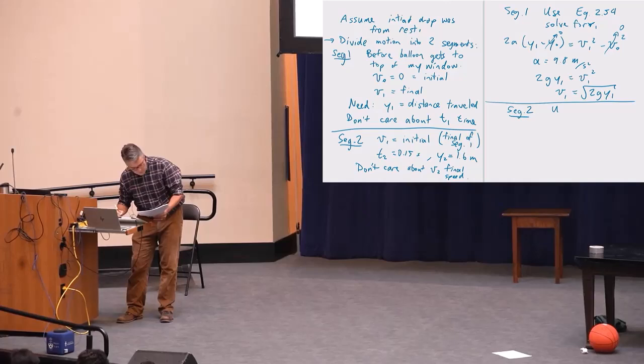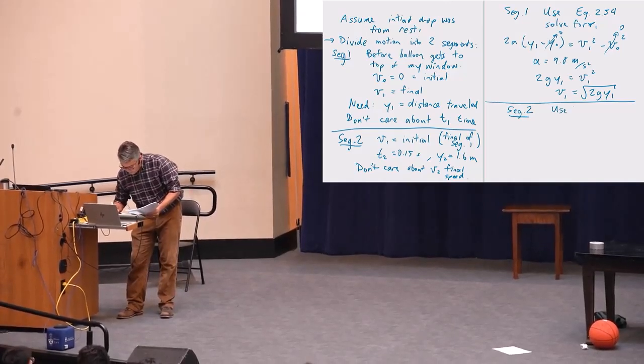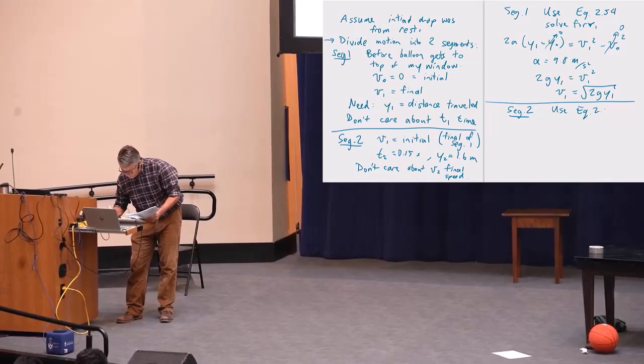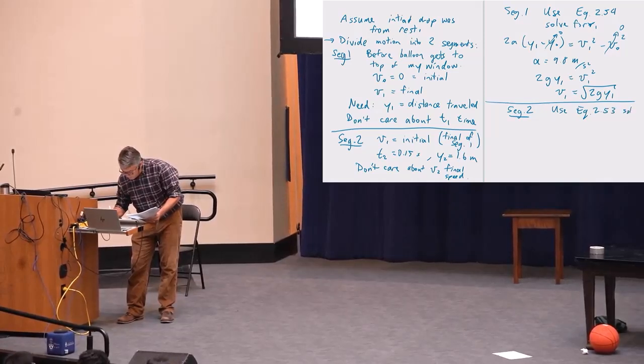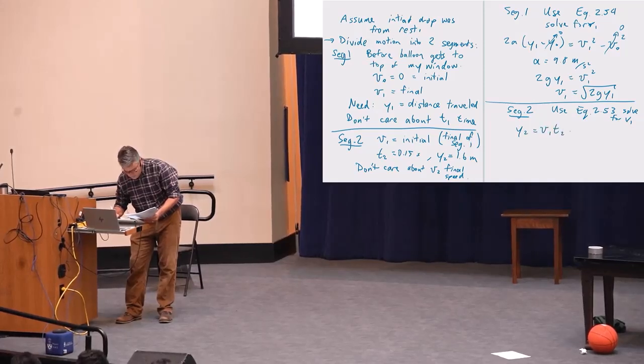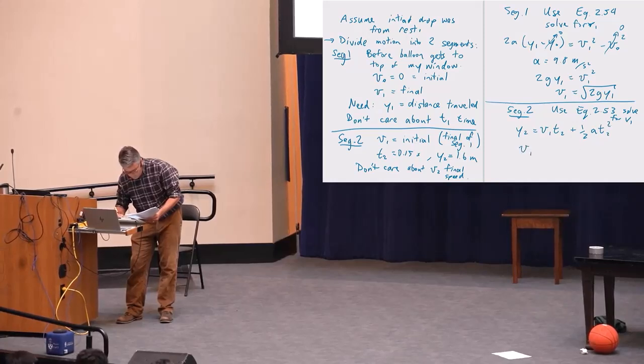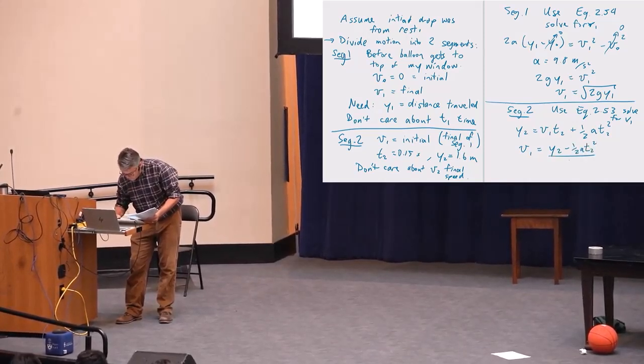And then for segment 2, since I don't care about v2, the final speed, I'll use equation 2.53, one that doesn't have it, and I'll solve for v1. Then I'll combine these two equations, and I should be able to finish this problem. y2 is v1 times t2 plus 1/2 times the acceleration times t2 squared. So v1 is equal to (y2 minus 1/2 a t2 squared) divided by t2.